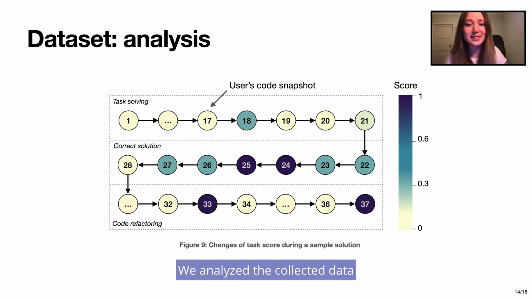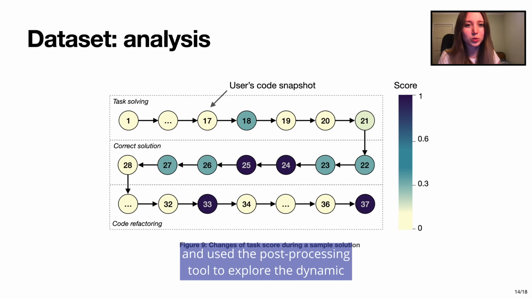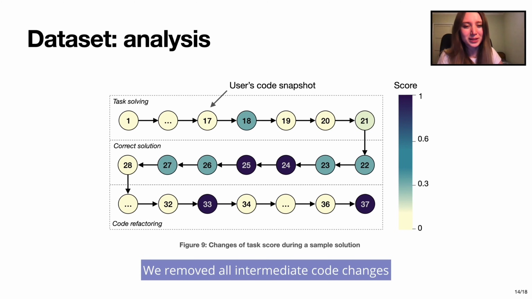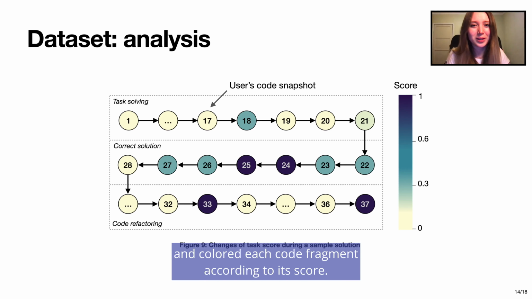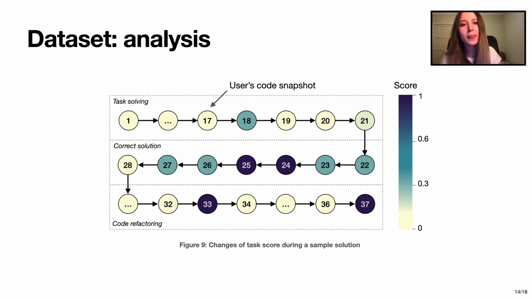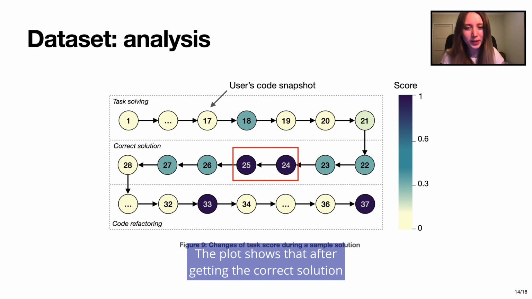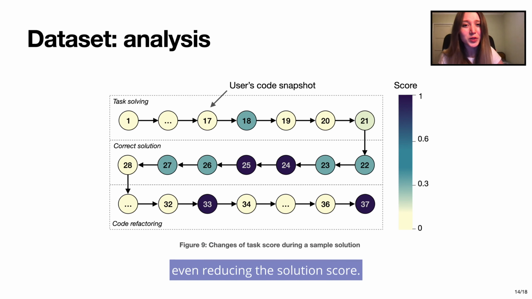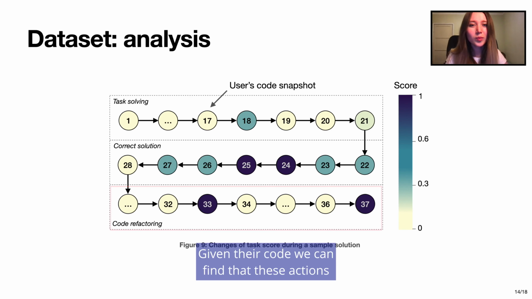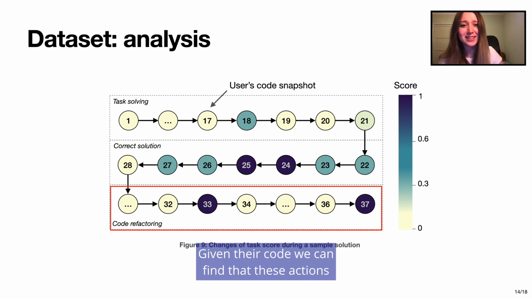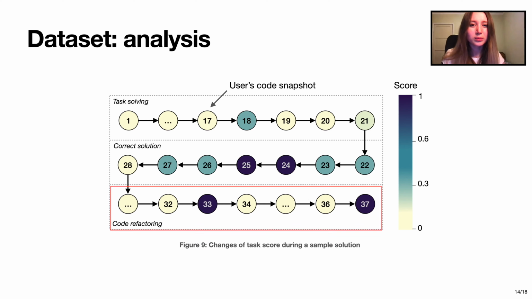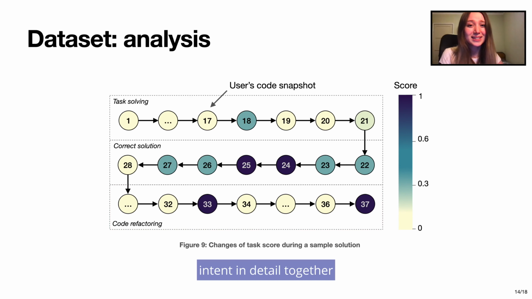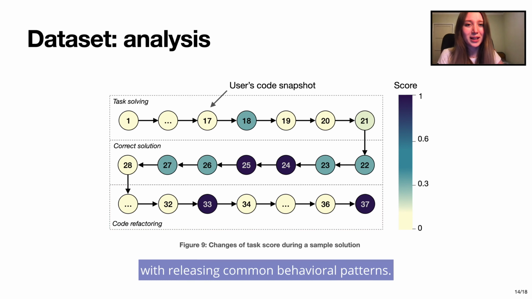We analyzed the collected data and used the post-processing tool to explore the dynamic of the solution score. We removed all intermediate code changes and colored each code fragment according to its score. The plot shows that after getting the correct solution with the highest score, the student continues to edit it, even reducing the solution score. Given their code, we can find that these actions were code refactoring. This approach allows us to reason about students' intent in detail, together with revealing common behavioral patterns.